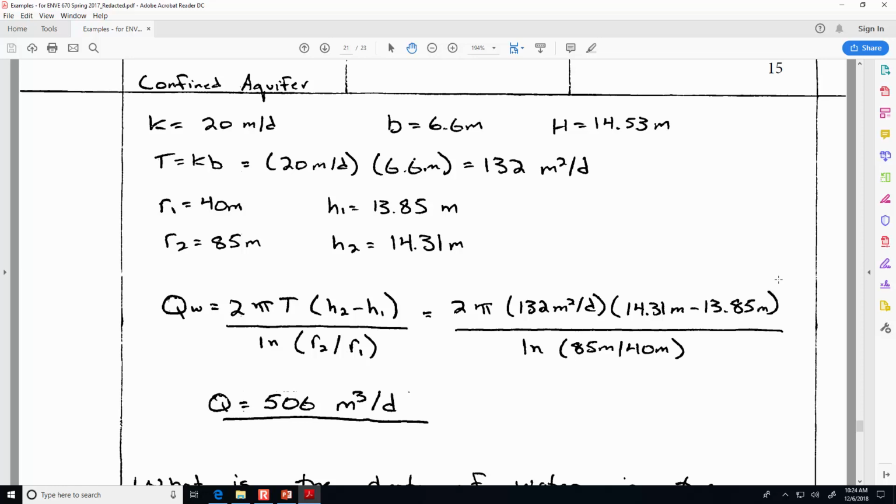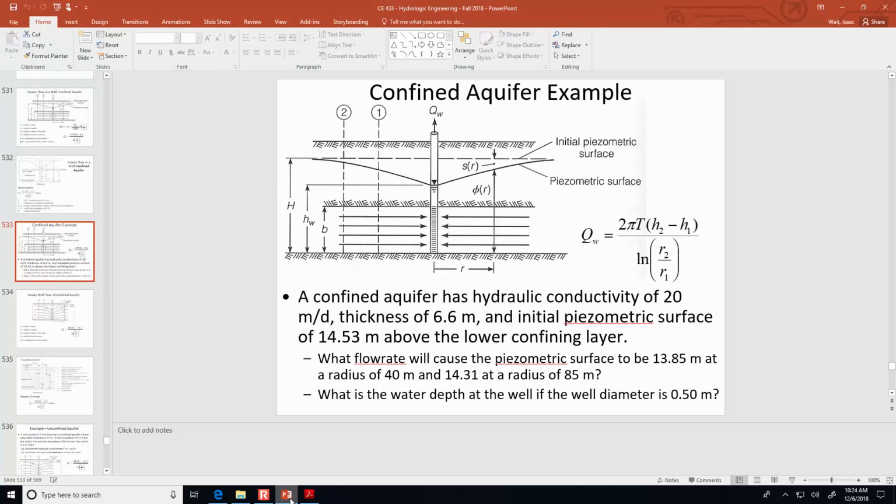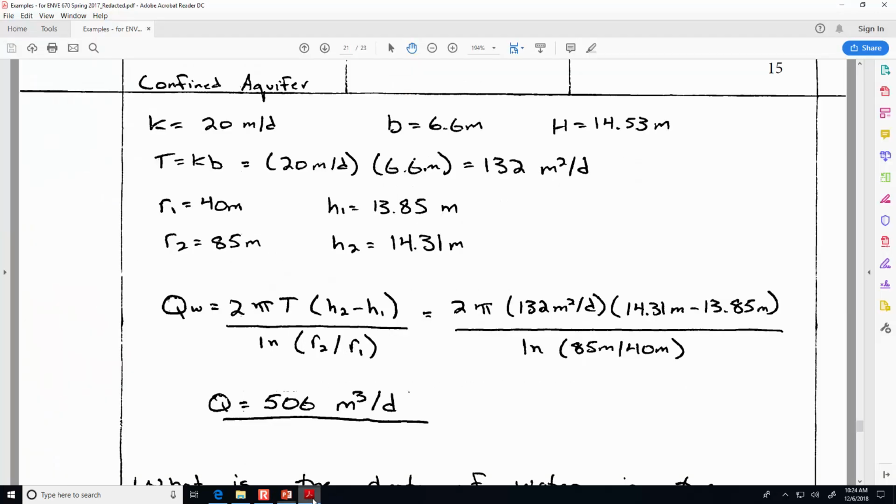0.506 cubic meters per day is what you should get for that first part. Wait, yeah, we're doing the confined aquifer first, right? Yeah. So remember, transmissivity is B times K. To calculate the transmissivity, we had 20 meters per day multiplied by the aquifer depth of 6.6 meters, and that's 132 meters per day.